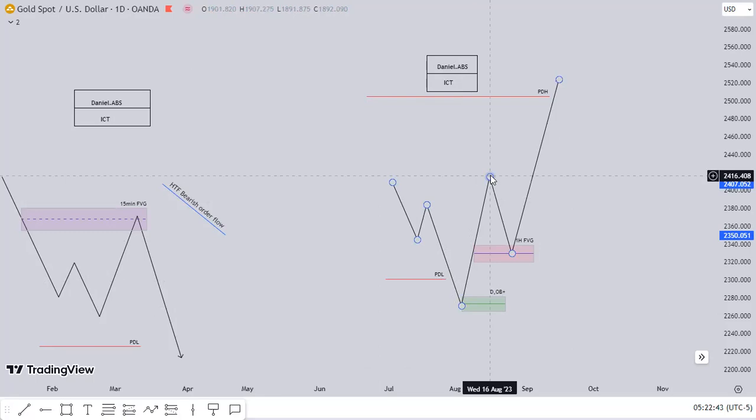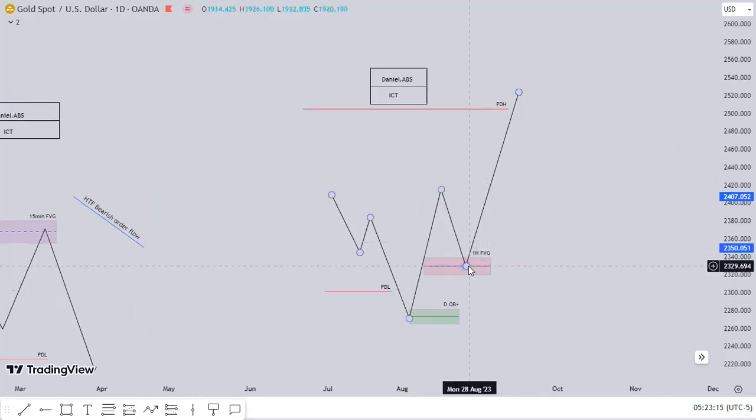Then the price must, after making the MSS, retrace to the discount areas of the MSS. So let's say we have a 1 hour fair value gap in the discount areas, and the price goes down to it. We mark our draw on liquidity after the MSS, which is, let's say, the previous daily high. So price goes down to the discount areas, to the 1 hour fair value gap. We must see a 5-minute market structure shift, right? So from here, we wait for the 5-minute market structure shift and go up to the previous daily high.